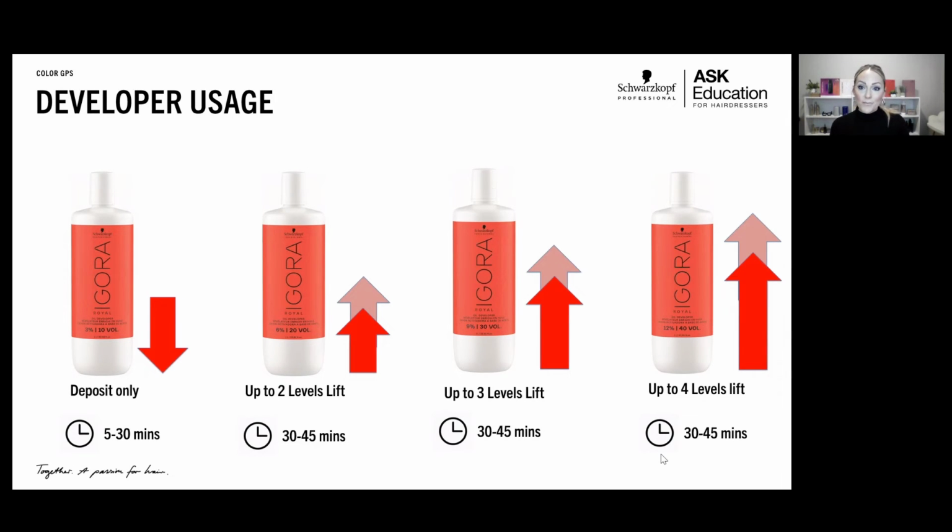And then we have our 12%, which is our 40 volume. This can get us up to 4 levels of lift, and it's often the developer that we use for our high-lift blondes, so our level 10 series and our level 12 series. For our 12% 40 volume, we process 30 to 45 minutes.